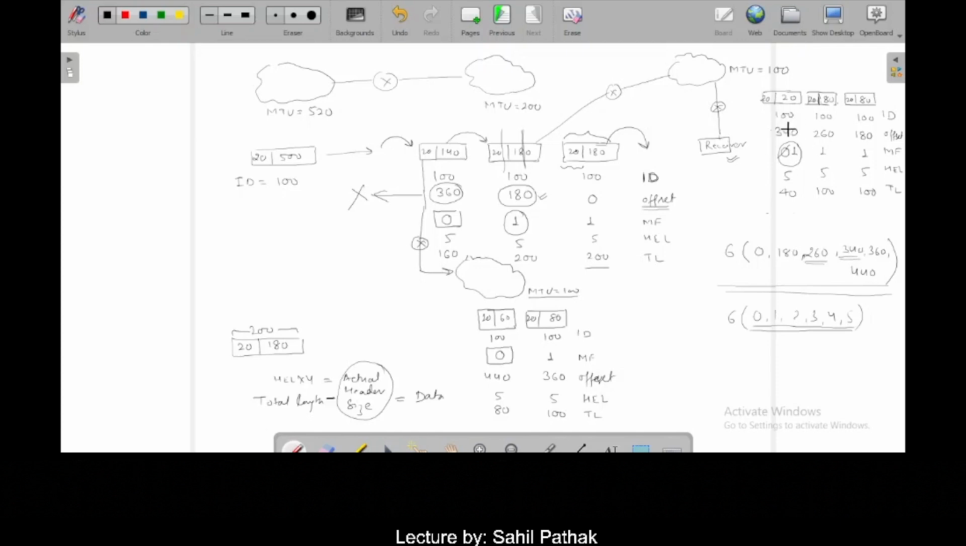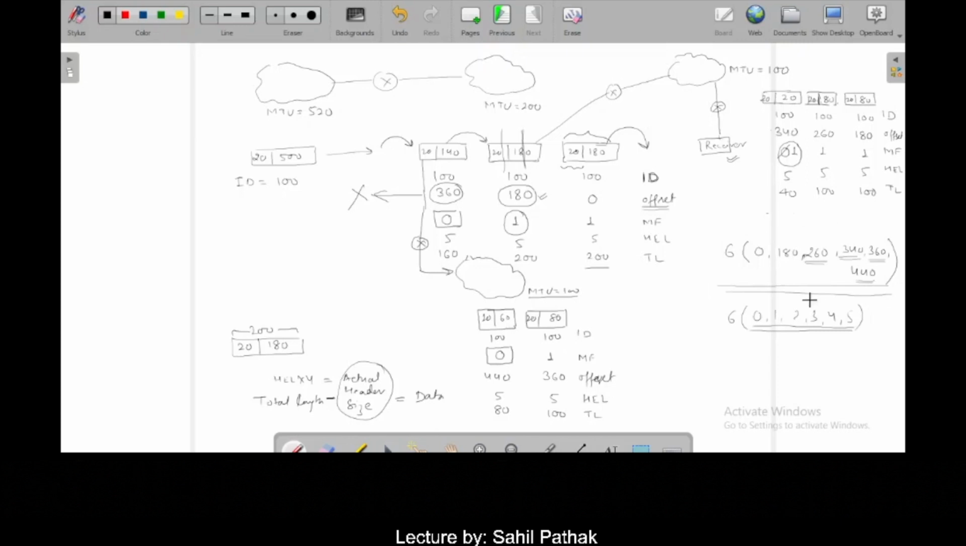next, and once he receives 340 he will add up 20 bytes over here, and the next would be 360. Once he receives the fragment with offset value 360, he will add up 80 and the next would be 440, and by looking at the MF field he will get to know this is the last fragment, and hence the receiver will be able to reassemble the complete data.